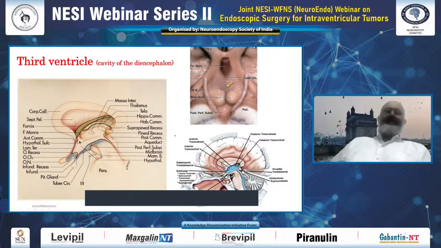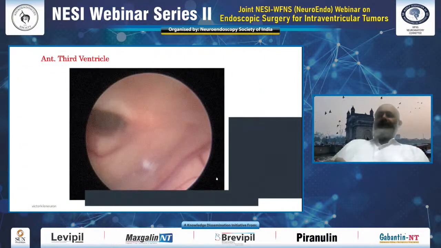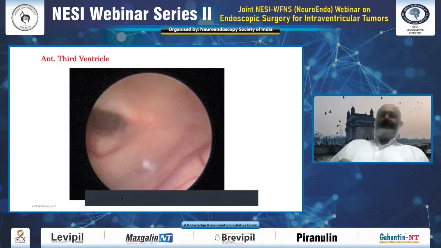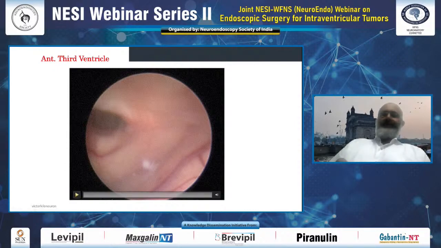You have the anterior commissure, the lamina terminalis, the optic recess, the infundibular recess, tuber cinereum, the mammillary bodies, posterior perforated substance, the aqueduct. Going behind, you have the pineal recess with the pineal gland, the suprapineal recess. And in the roof, you would have the internal cerebral veins. So this image is something that probably all of us need to keep in mind when we are dealing with anatomy or pathology in the ventricular system.